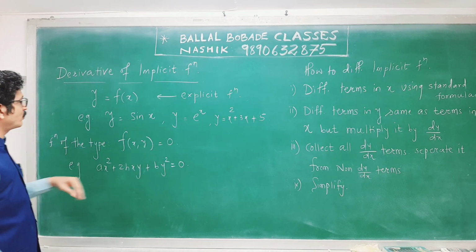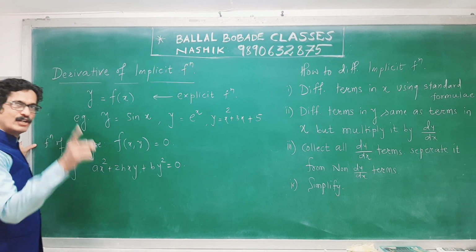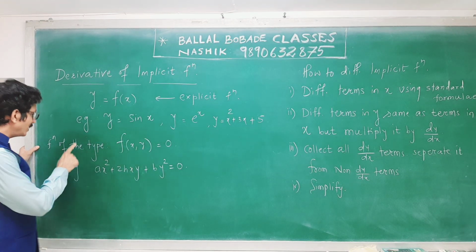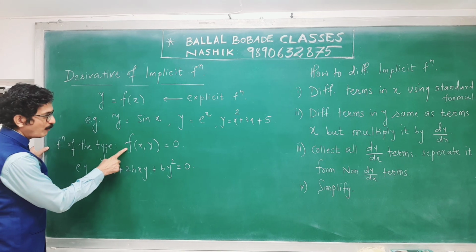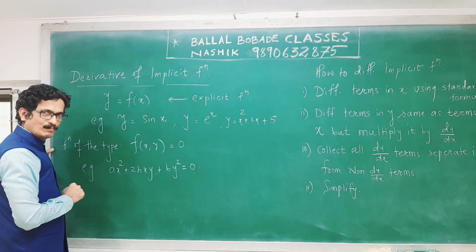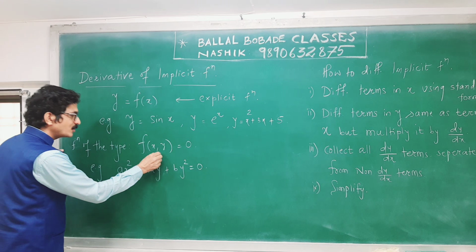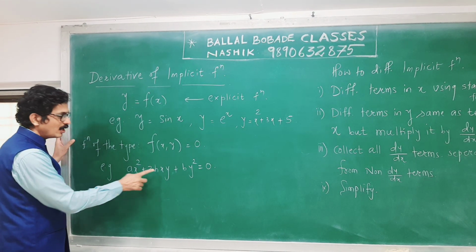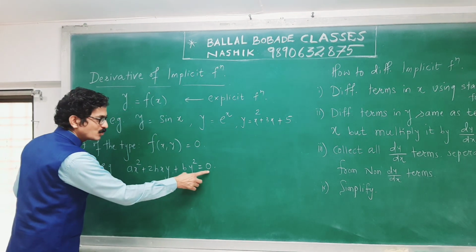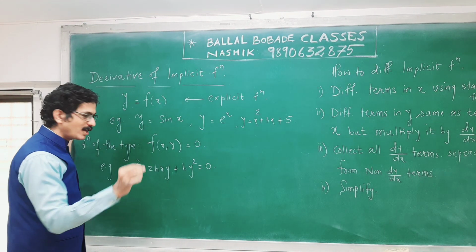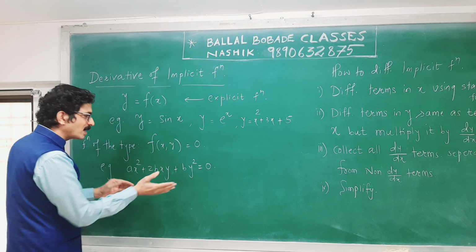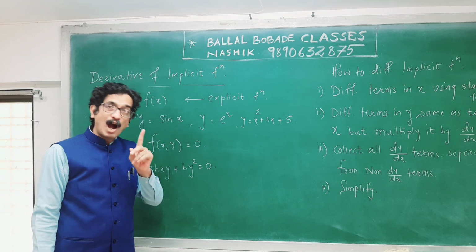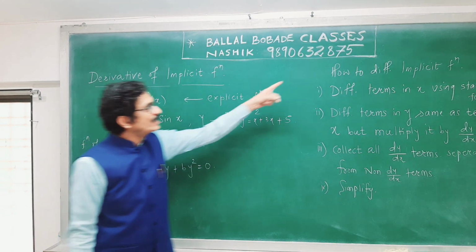But many a times you come across in mathematics functions of the form where x and y cannot be separated. This type of function is expressed as f of x comma y equal to 0. So you can understand it by one simple example, that is ax square plus 2hxy plus by square equal to 0. Howsoever way you try to separate y from x, you can't. So such type of function is called implicit function. How to differentiate these kinds of function is written here.